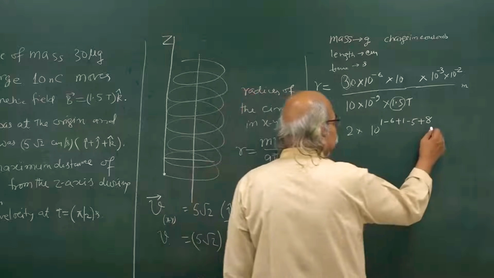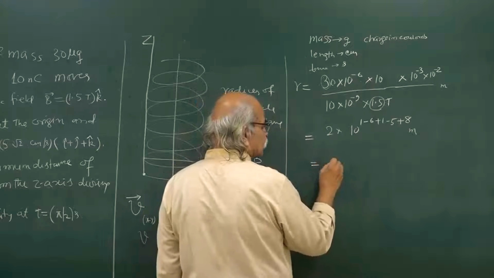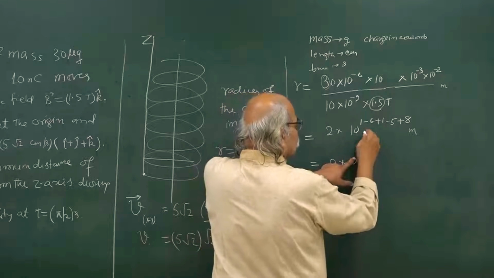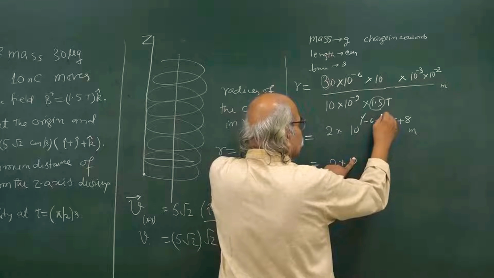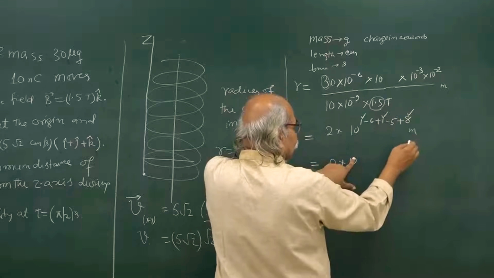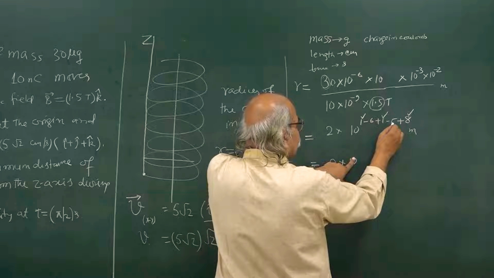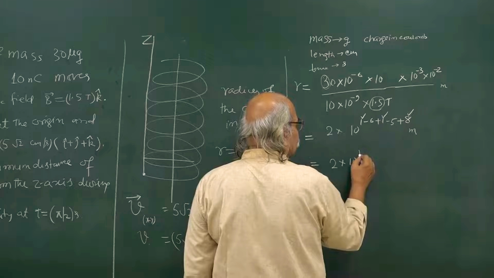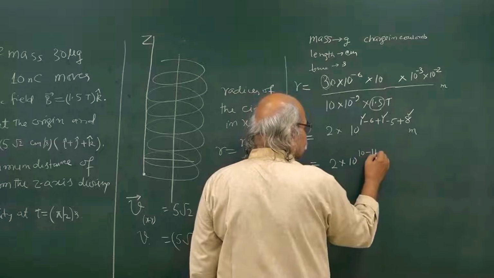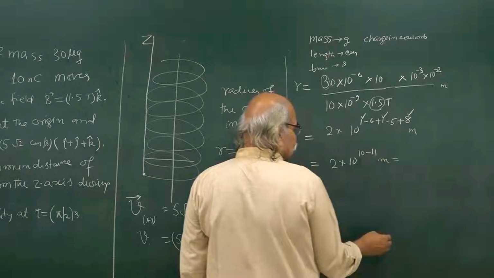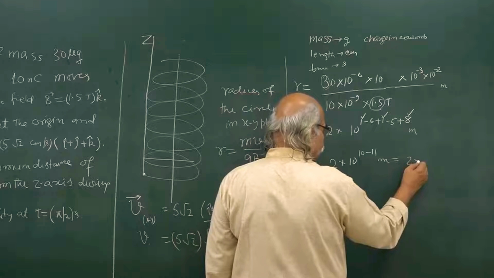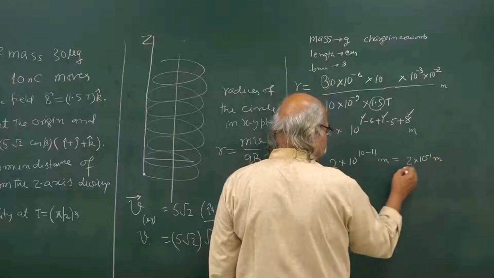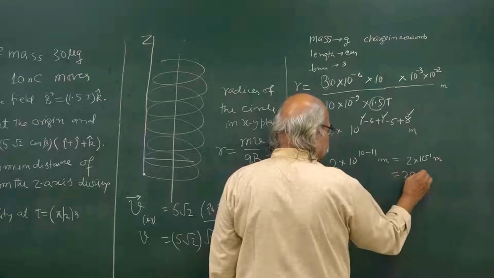So, these many meters. So, that is 2 into 10 power. How much is the power? Plus 1, 2, 10, and minus 6 and minus 11. So, in plus you have 10 and in minus you have 11. So, these many meters. So, this is 2 into 10 power minus 1 meter, that is 20 centimeters.